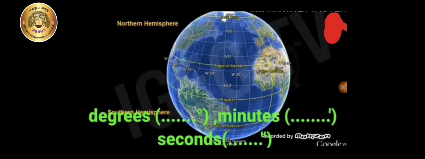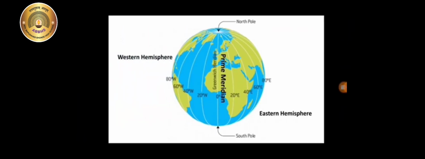One of these meridians is considered to be 0 degree. It is known as the prime meridian. The angular distances of the other meridians from the prime meridian are measured in degrees and are called longitudes. The prime meridian circle divides the earth into the western hemisphere and the eastern hemisphere. All meridians are equal in size.